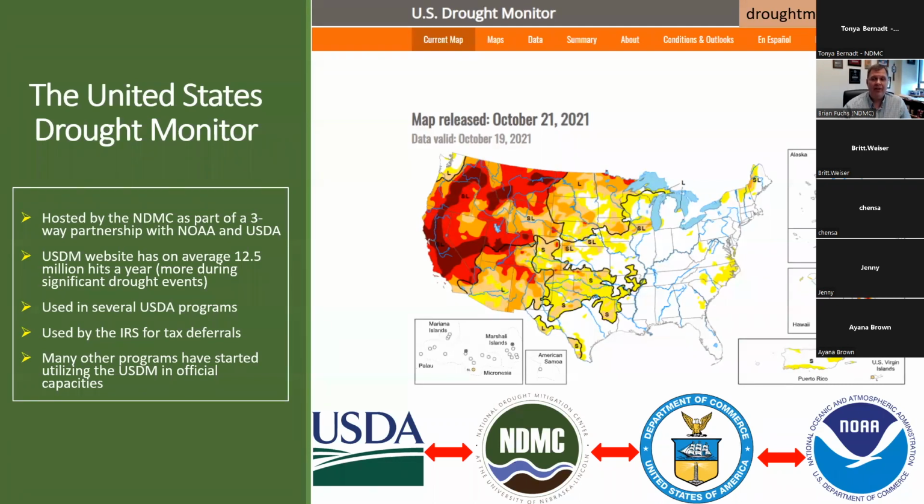As many of you know, it's used in several USDA programs, and USDA has been incorporating the drought monitor into several new programs over the last couple of years as well. But other agencies like the IRS use it for tax deferral programs where livestock producers end up getting capital gains relief when they have to sell animals due to drought. And many other programs and organizations are using the drought monitor map as well, either within their state drought plans or to trigger other types of programs.